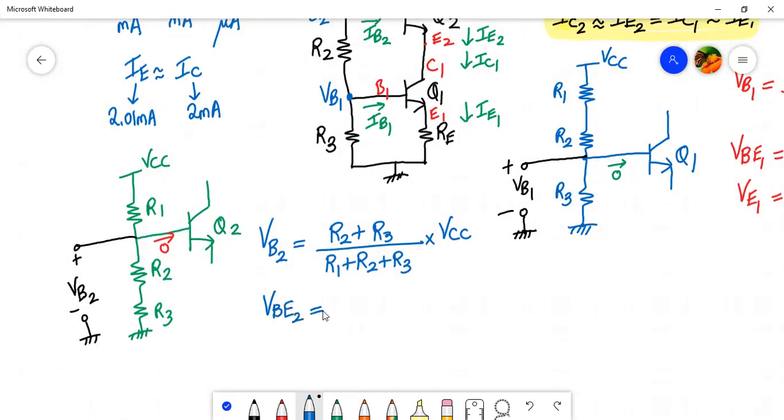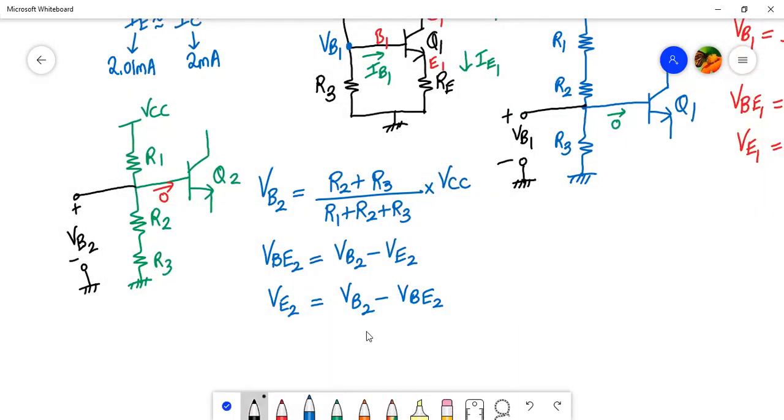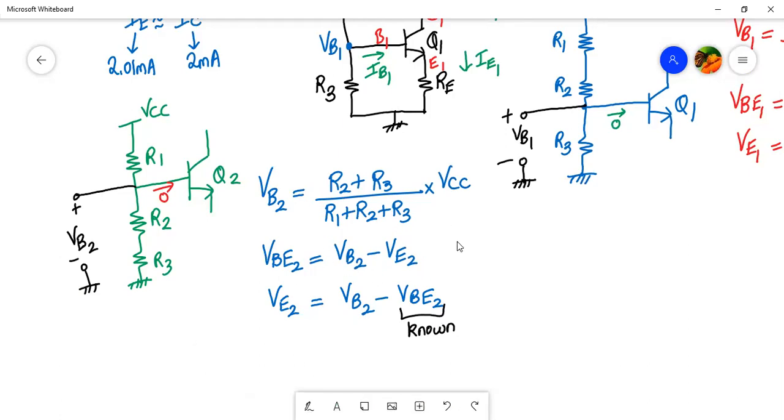VBE2 is given by VB2 minus VE2. So over here we can write VE2 is equal to VB2 minus VBE2, right? Normally your VBE voltage is known, so this quantity is known. So if we know the value of VB2, we can easily calculate the value of VE2, right? So these are the terminal voltages.